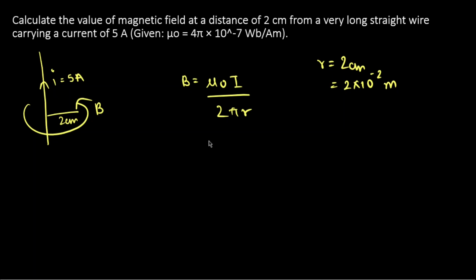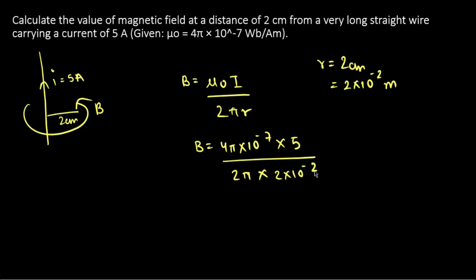So putting all these values, and we know mu naught is 4 pi into 10 raised to minus 7 Weber per ampere meter. So the magnetic field will be 4 pi into 10 raised to minus 7 into current, 5 ampere, divided by 2 pi into the distance, 2 into 10 raised to minus 2 meter. So solving this, we get the magnetic field to be 5 into 10 raised to minus 5 Tesla. Let's look at the next sum.